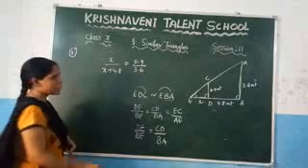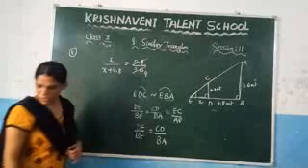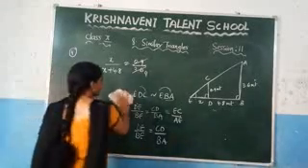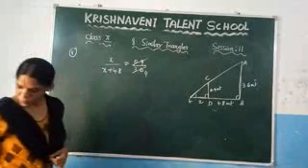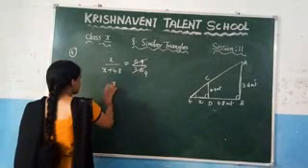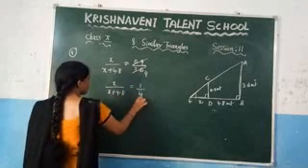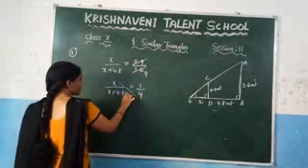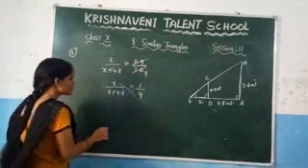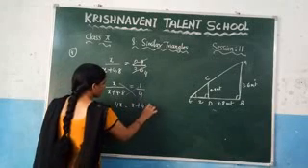Clearly you can observe that these two things will get cancelled. 9 ones, 9 fours are 36. So here what is left out here? You will get here x by x plus 4.8 is equal to 1 by 4. Now just cross multiply it. What you will get here? 4 into x is equal to 1 into this value. So you will get here 4x is equal to x plus 4.8.